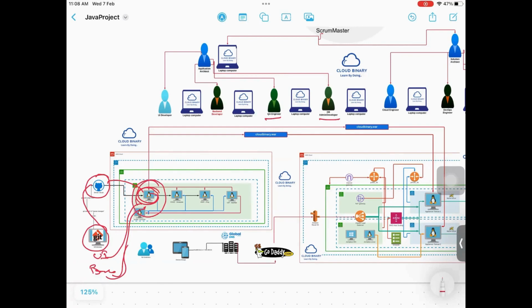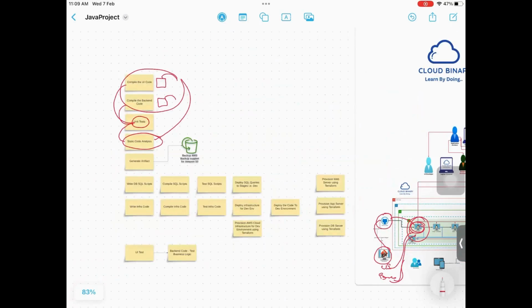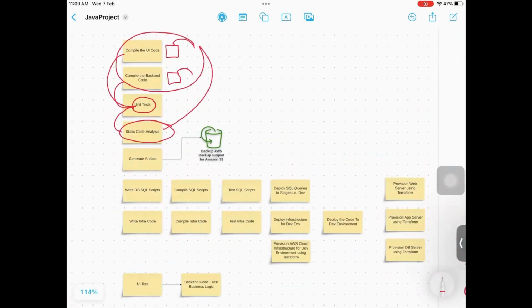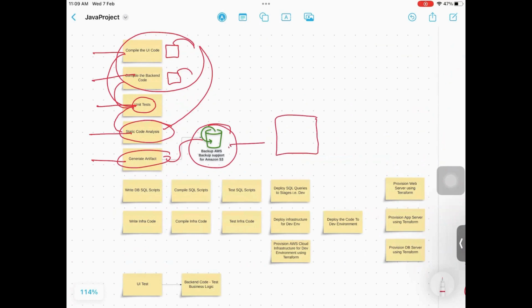These are the life cycles I mentioned here clearly. UI code, backend code, unit level testing, static code analysis, generate the artifact. Artifact means deployable artifact. This artifact should be deployed to one of the servers. Then you will be able to access the website.